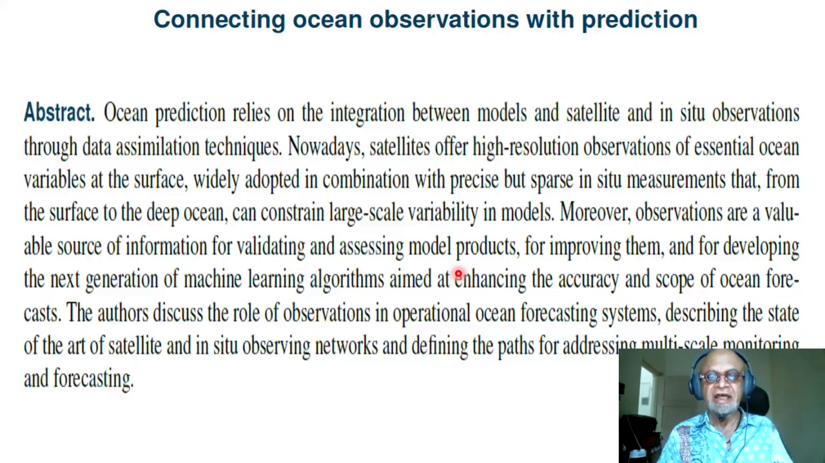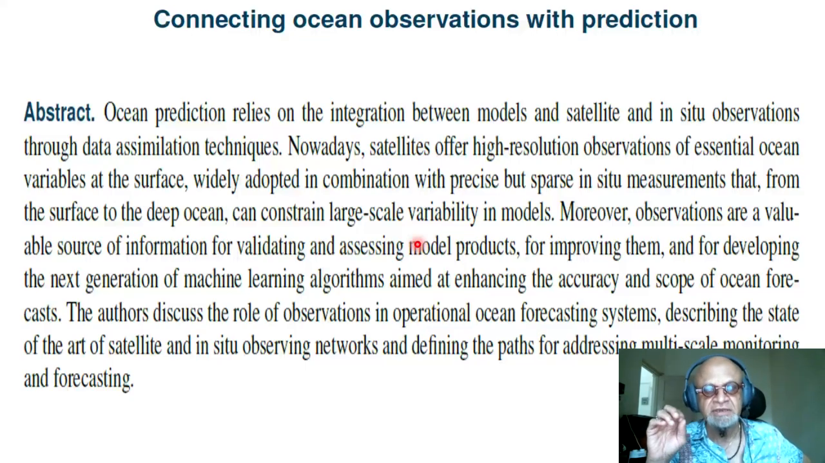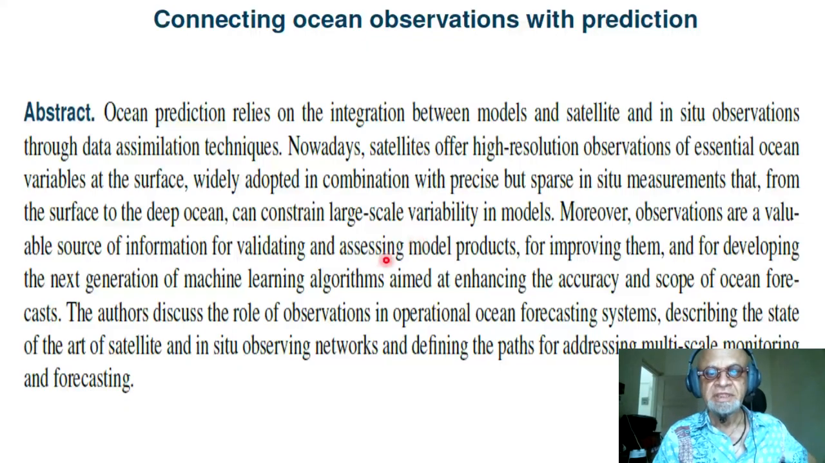Obviously, ocean predictions rely on integrating the models with data from various sources like satellites and in situ and Lagrangian observations: moving satellites, moving buoys, or autonomous gliders, ships, etc., with moored buoys and so on. Now, the advantage is that satellites offer high-resolution observations of essential ocean variables at the surface, and that's kind of the limitation of the satellites, that they only can observe a little bit of the ocean. Most of the times very close to the surface, sometimes just a few millimeters or so. But they are widely adopted.